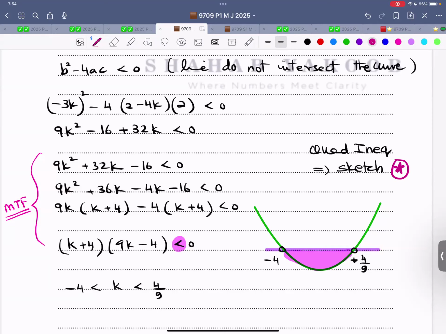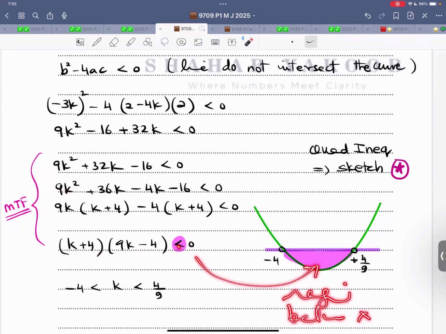So now you factorize, again middle term factorization. And then you have this thing. You mark down the roots. K plus 4 equals 0, K is negative 4. 9k minus 4 equals 0, K is 4 over 9. Mark down the roots. Less than 0 means region below the x-axis.